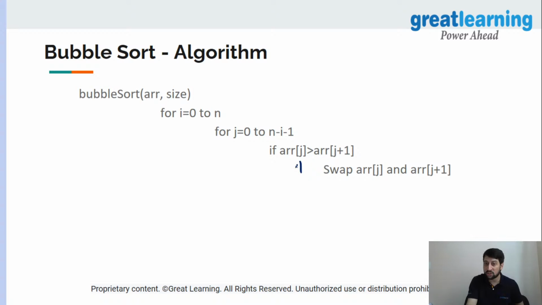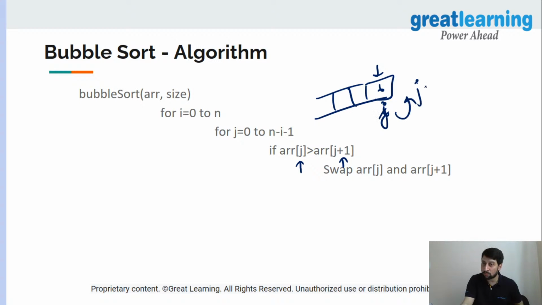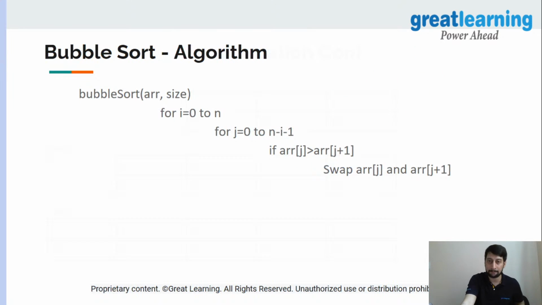Because we are comparing j and j plus 1. When we are at the end of the array, let's suppose this is the end of the array and we have 6 over here, the j pointer will obviously be here. Now, if we are comparing with j plus 1, that means we are comparing with an element which is not there. That means we are accessing memory which is not there. So that is why this -1 is there. Now why this i is there, I will explain it.